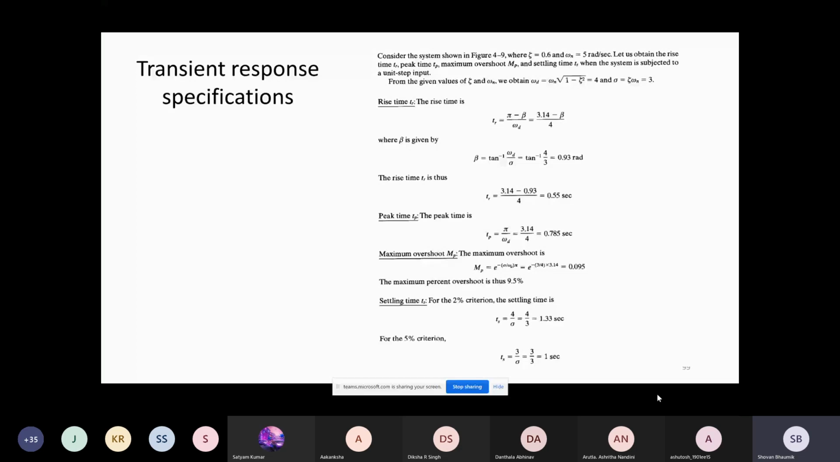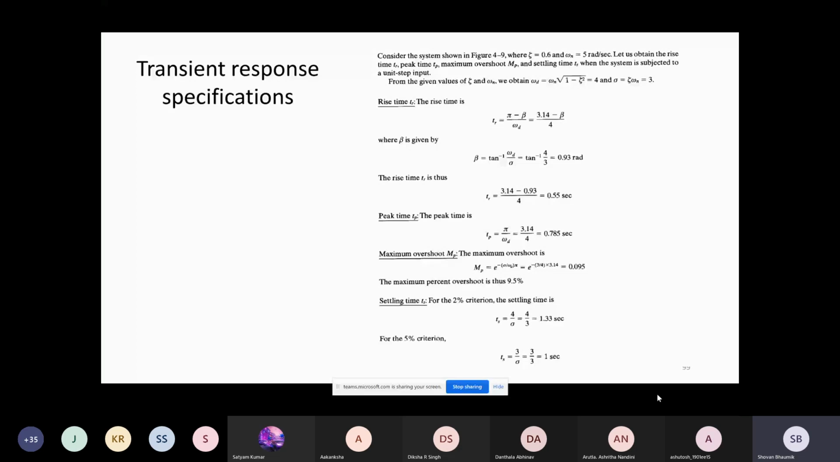So when zeta is 0.6 and omega n is 5, omega d, which is the damped frequency of oscillation, is needed. Omega n is the natural frequency of oscillation, and omega d is omega n times the square root of 1 minus zeta squared. If we substitute omega n as 5 and the square root of 1 minus 0.6 squared, it will come to 4. And sigma equals zeta omega n, which is 5 into 0.6, that is 3.